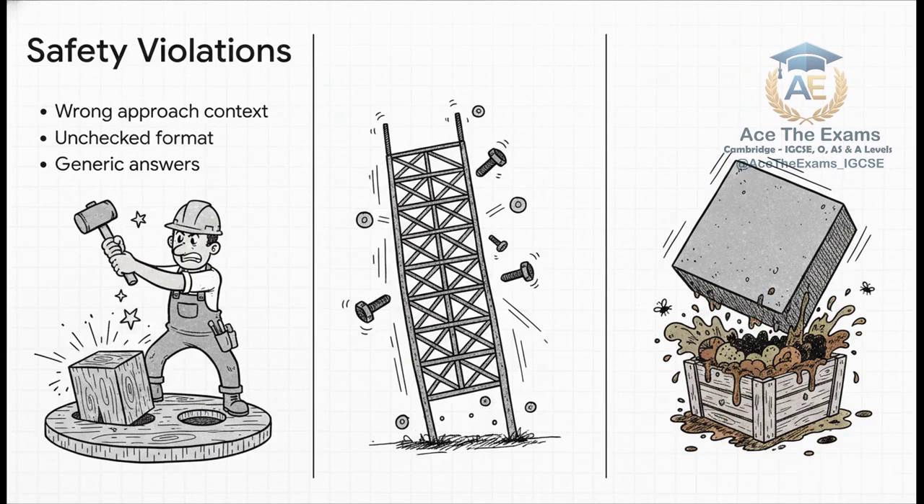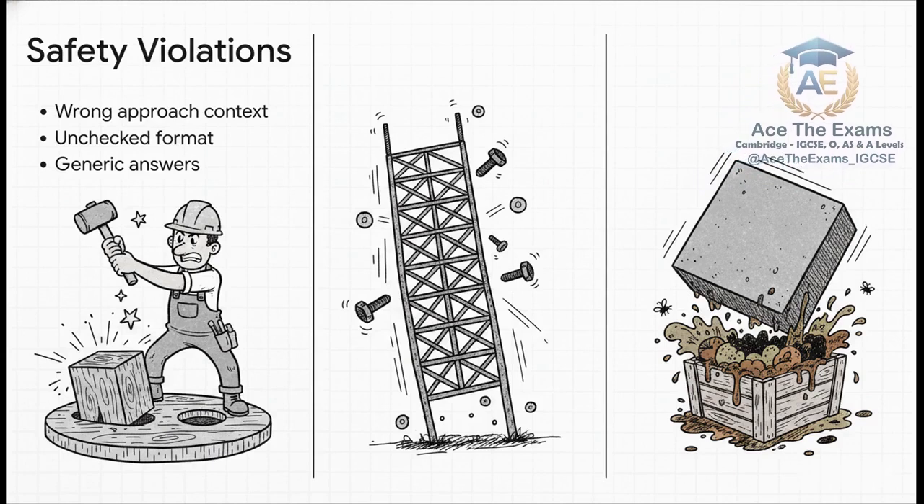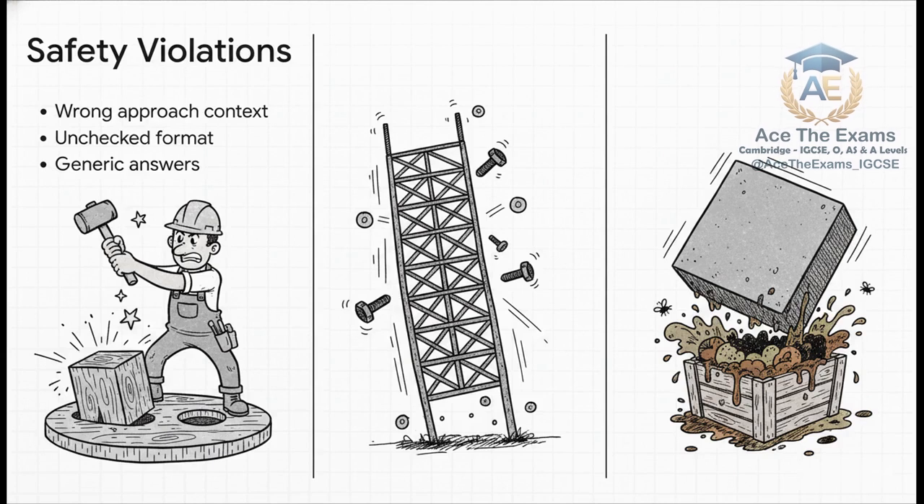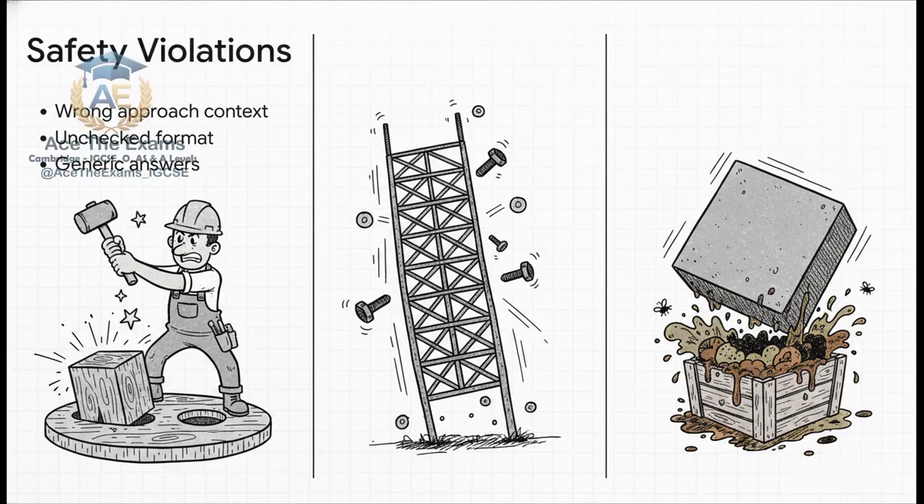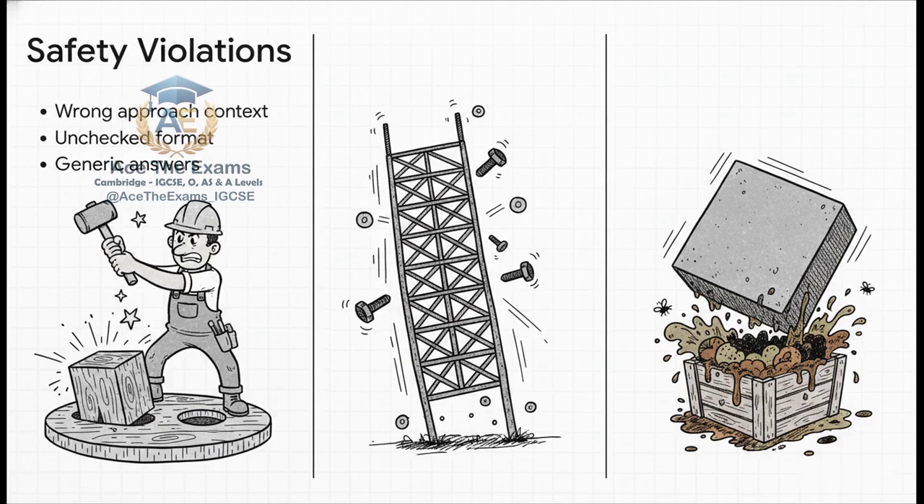Violation number 2, forgetting to check format and presentation. I know it sounds incredibly basic, but you wouldn't believe how often this happens. Failing to write days after a receivables calculation or times after an inventory turnover calculation is literally like forgetting the bolts in your steel beams. The structure wobbles, the examiner loses faith in your accuracy, and you lose easy marks.